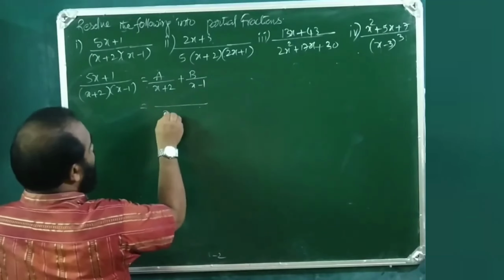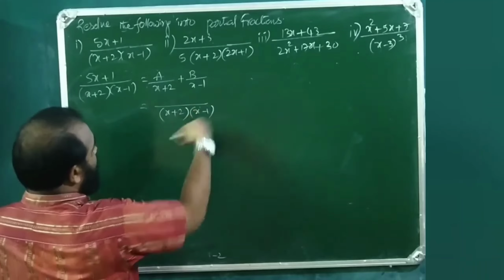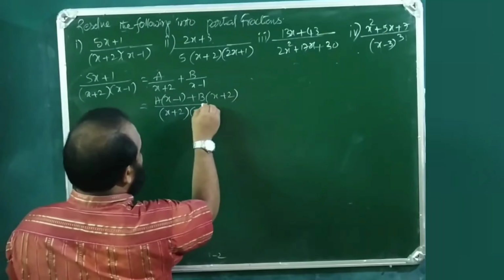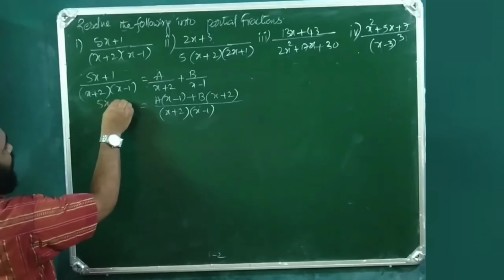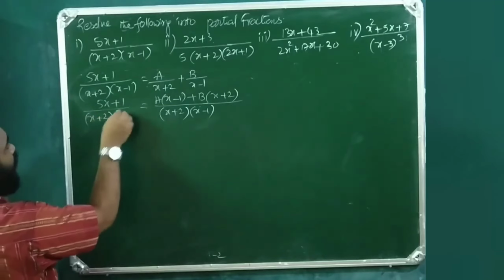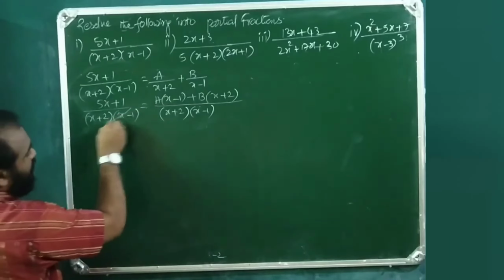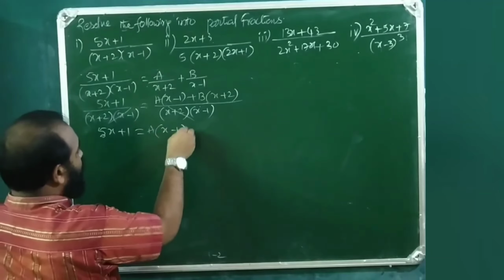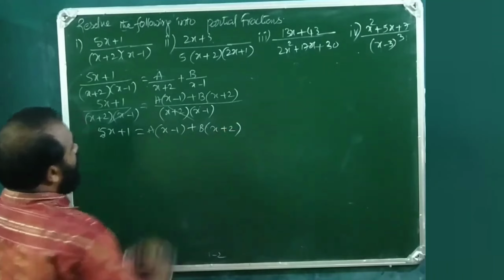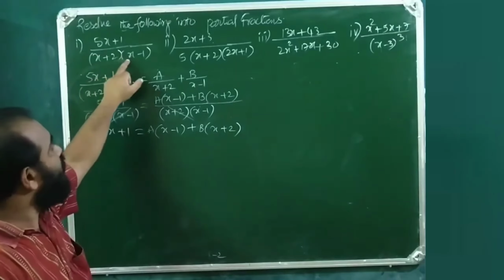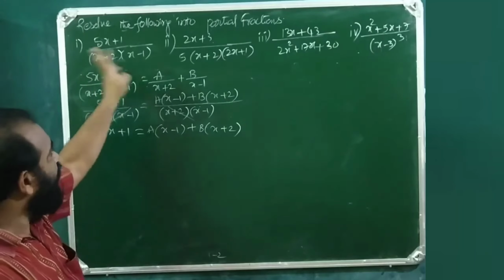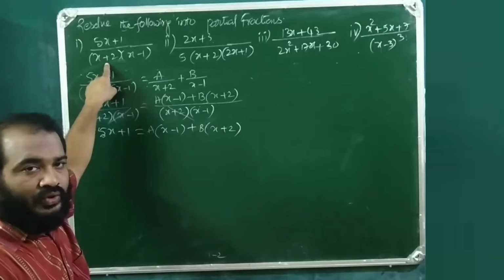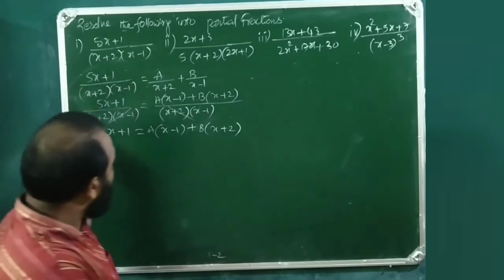So on taking LCM, we'll get x plus 2 into x minus 1. So this is a into x minus 1 plus b into x plus 2 by x plus 2 into x minus 1 is equal to 5x plus 1 by x plus 2 into x minus 1. So these two get cancelled. So 5x plus 1 is equal to a into x minus 1 plus b into x plus 2. Now, x plus 2 and x minus 1 are the two linear factors. Equate them to 0. x equals 1 and x equals minus 2 are the roots or solutions. If it is a root, it has to satisfy the equation.